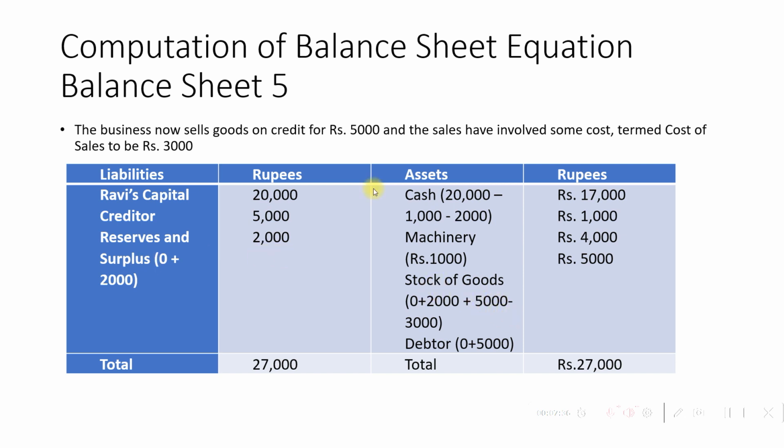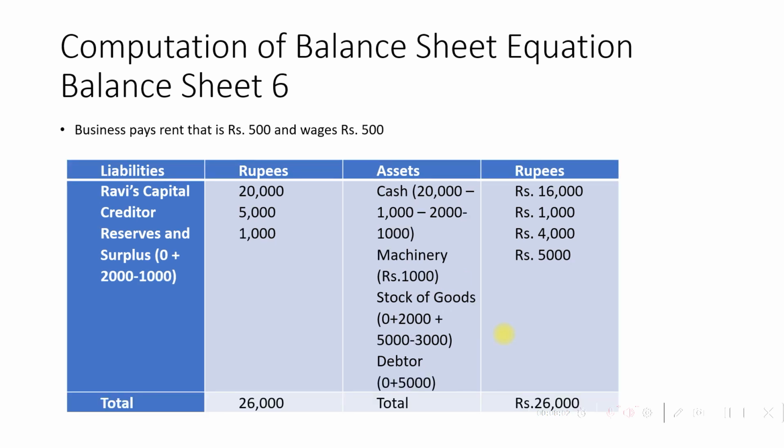And now the business sells goods on credit, which actually means it is 5,000 which the firm has to get from a debtor. So there is a new entry, debtor, under assets, where it shows 5,000.